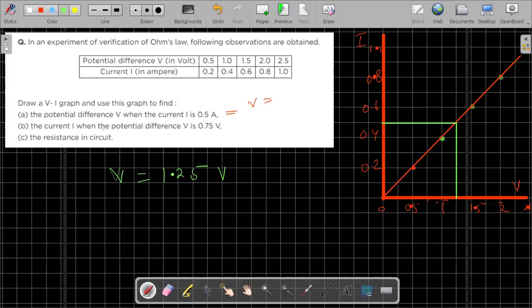Then we can obtain the current I when the potential difference V is 0.75 volts. Take the potential to be 0.75 volt, and at that point what will be the current. So its potential has to be 0.75, that means between 0.5 and 1. So this is your 0.75. From here I drop a perpendicular, it cuts over here, and it is equal to a current of 0.3 ampere. So the answer for this is 0.3.